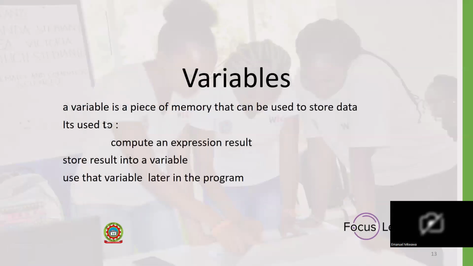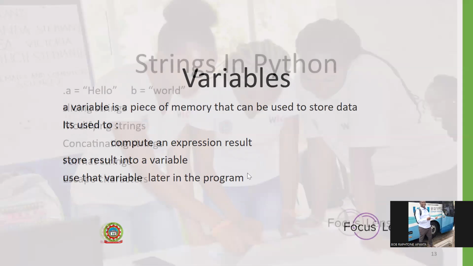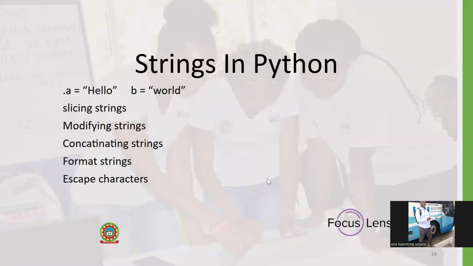And then variables, which we have talked about, are a piece of memory that can be used to store data. It can be used to compute an expression, to store a result, and it can also be used later in the program. Then we go to strings.